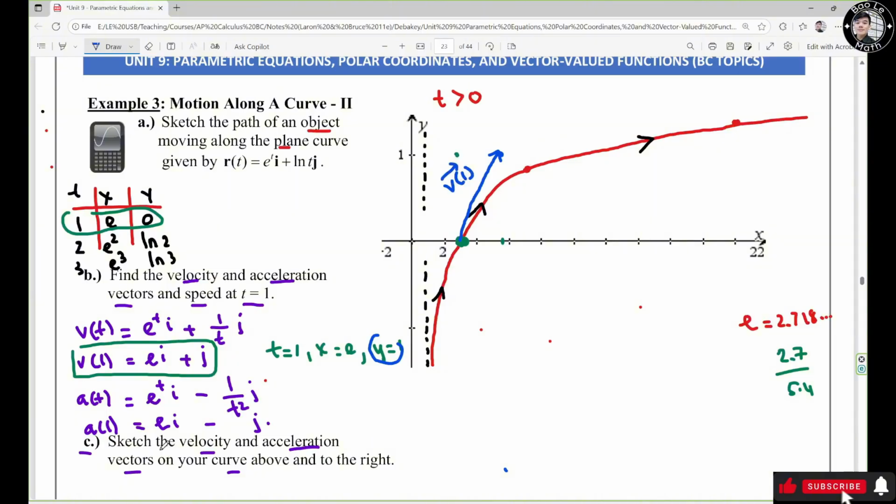Alright, now similarly, we need to sketch a of 1. So at t equals 1, x equals e, and y equals negative 1. So it's exactly the same thing. Y equals negative 1 is going down right here, so negative 1 right here. So it should be somewhere right here.